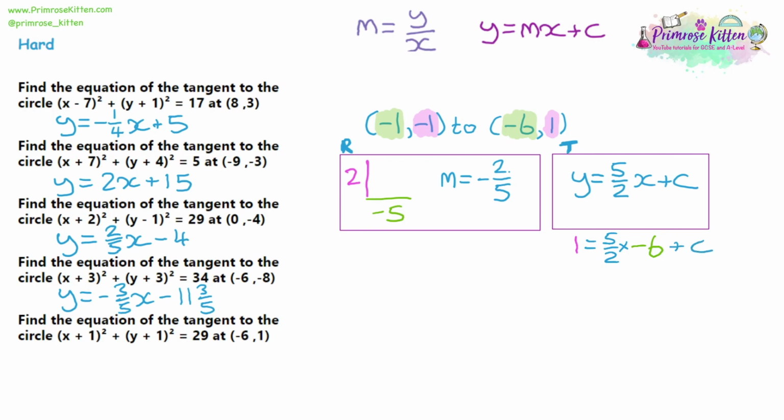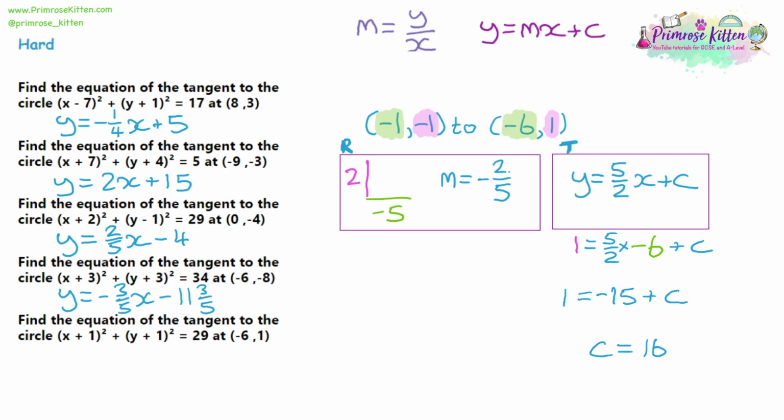So we can work this out. 1 is equal to, now 5 over 2 times 6, that's 2.5 times 6, and 2.5 times 6 is going to give us 15. The 6 is a negative, so it'll be a -15. So then we have -15, we're adding on c, we need to get 1. What could c be? Well, c, we're going to have to add on 16 to -15 to get a positive one. So c would be 16.